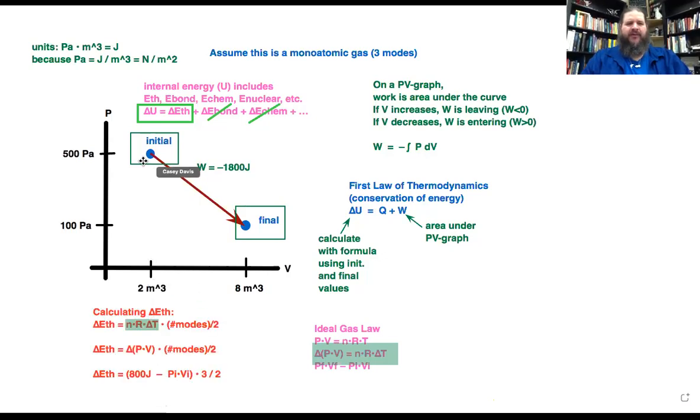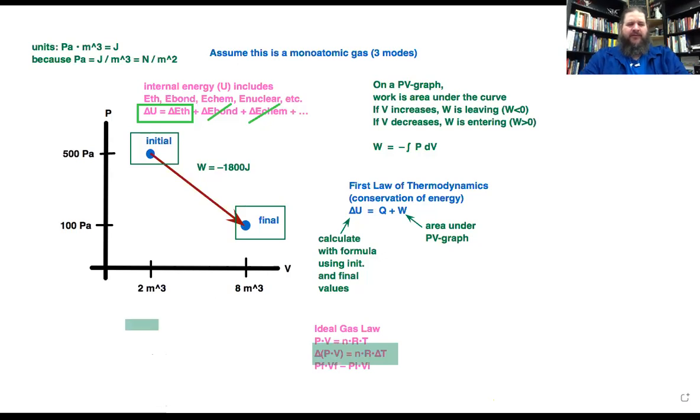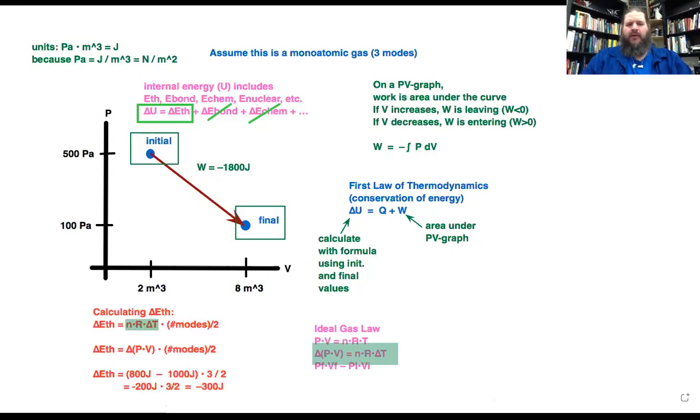And then initial pressure times volume, multiply the initial pressure times the initial volume, and what do you get? Yeah, 1000 joules. So that's the initial P times V value. So for the actual change in thermal energy, we can just take that difference, final pressure times volume minus initial pressure times volume. Looks like that's negative 200 joules times 3 halves. So that'll be negative 300 joules. So that's delta E thermal.